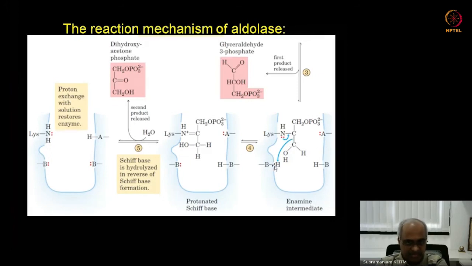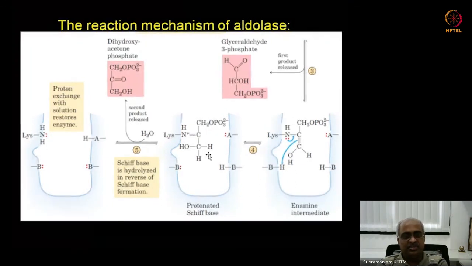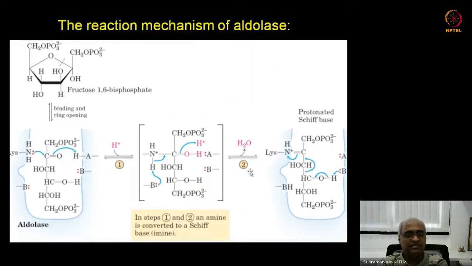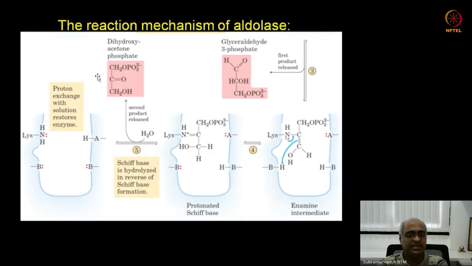Now the donation of this proton, the base catalyst group now acts as an acid, and that leads to this hydroxyl group and switching the double bond now to this. Actually the reverse of what we saw in the earlier reactions 1 and 2. And then you have the hydrolysis of that leading to release of the dihydroxyacetone phosphate, and the enzyme gets restored through solvent based proton exchange to the original shape. So this is how the fructose 1,6-bisphosphate gets cleaved into glyceraldehyde 3-phosphate and dihydroxyacetone phosphate.